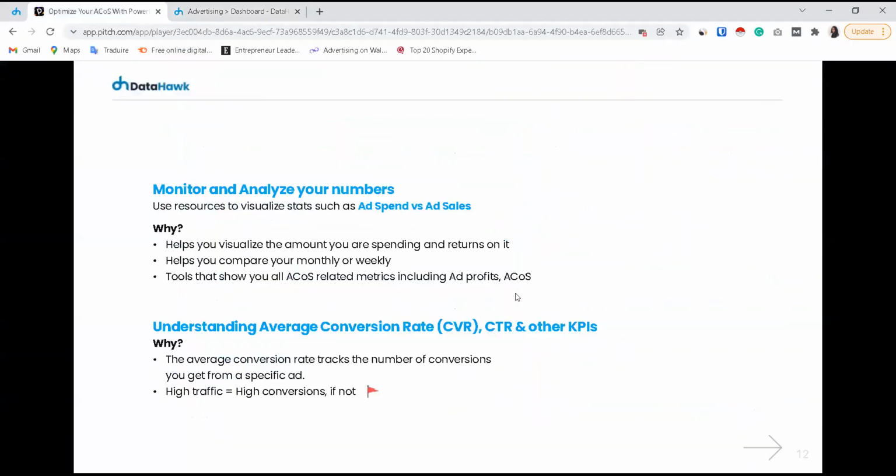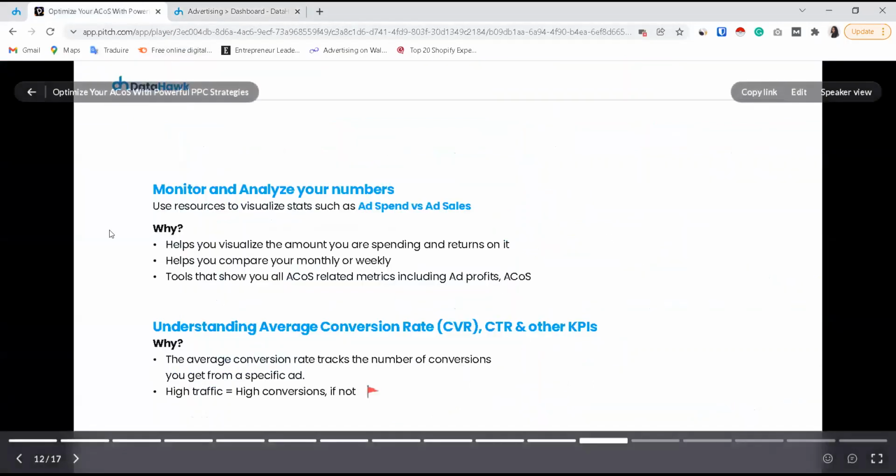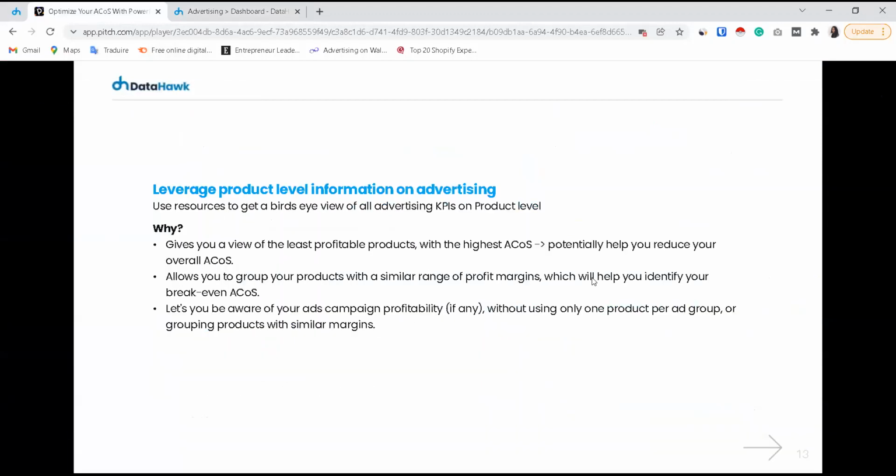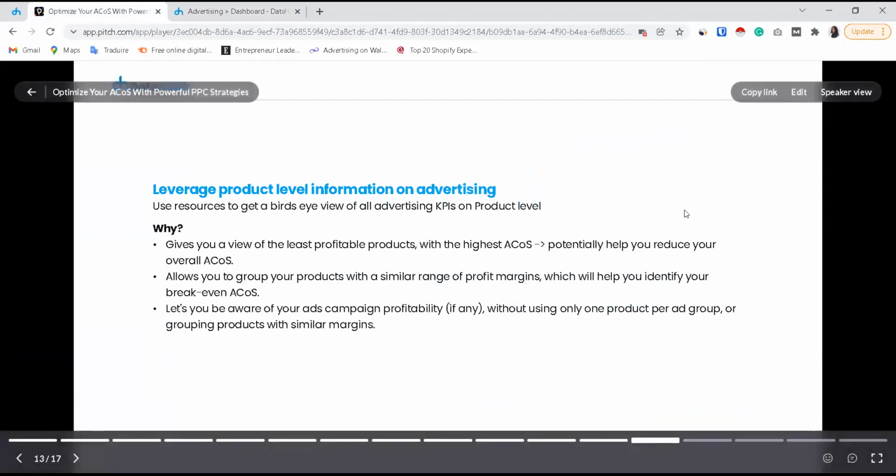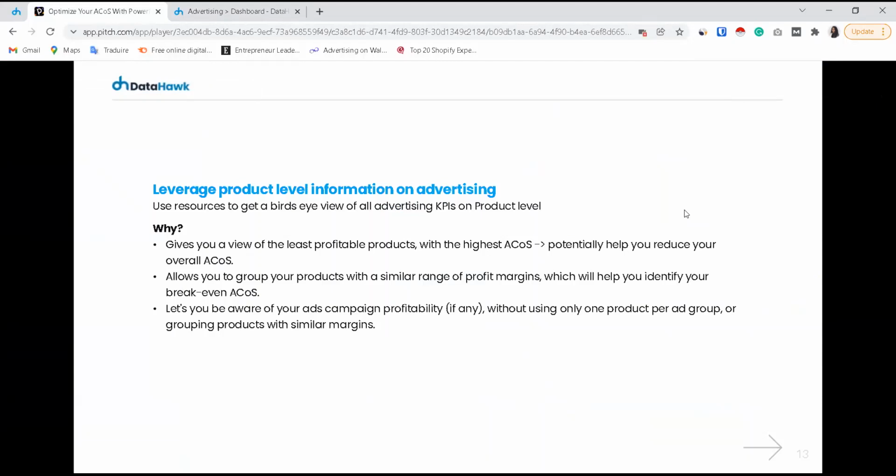So now that we have gotten that out of the way, as I've already discussed all of this, we talk about leveraging product level information on advertising. Having tools that help you get a bird's eye view of all of the advertising KPIs on a product level is also important. Why? Because having the understanding of which of the products are the least profitable with the highest ACoS will let you do damage control or reduce your overall ACoS.